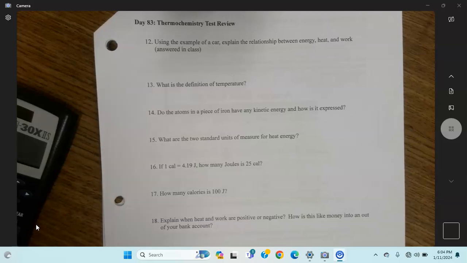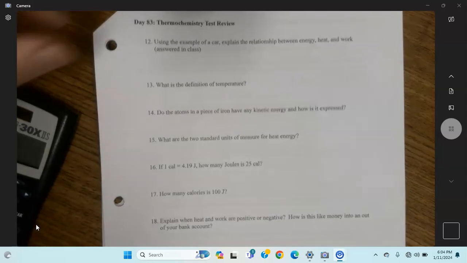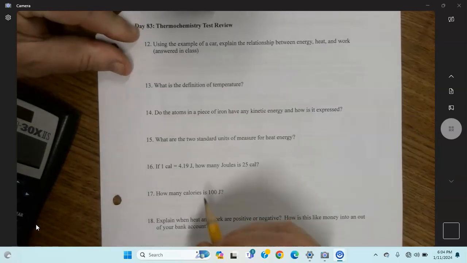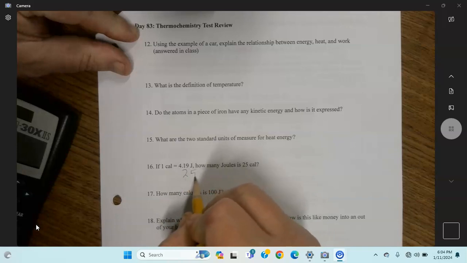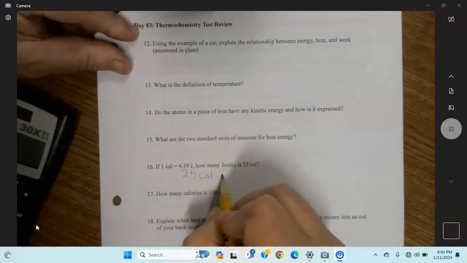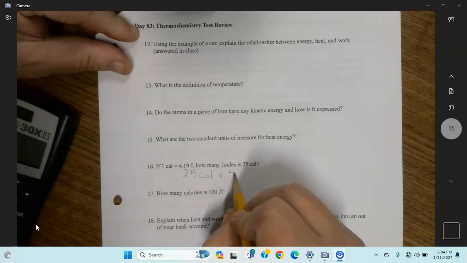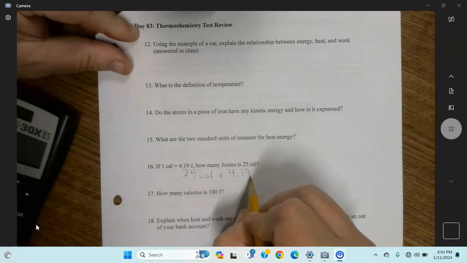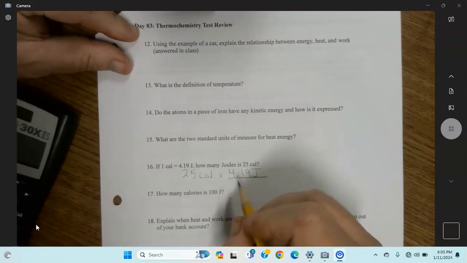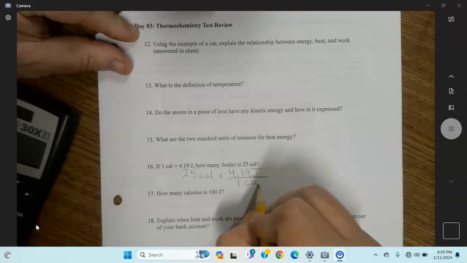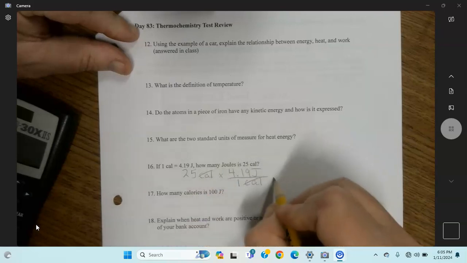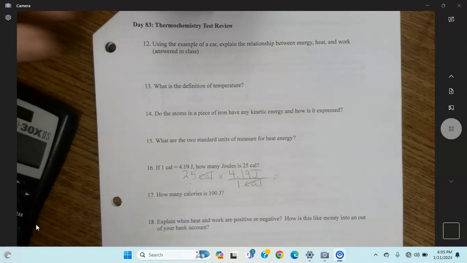Okay, if 1 calorie equals 4.19 joules, how many joules is 25 calories? Again, I'll just show you this one real quickly. So 25 calories, it's just a basic stoichiometry problem. You have 4.19 joules over 1 calorie. Calories cancel, and you end up with 25 times 4.19, which is about 120 or something like that, okay?